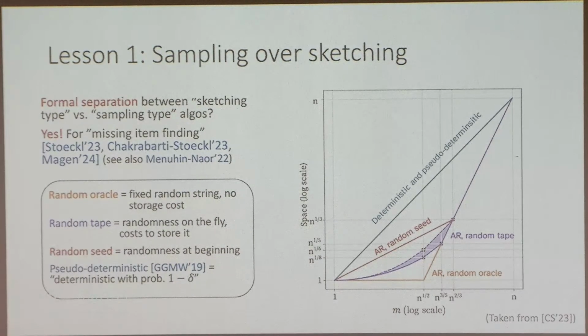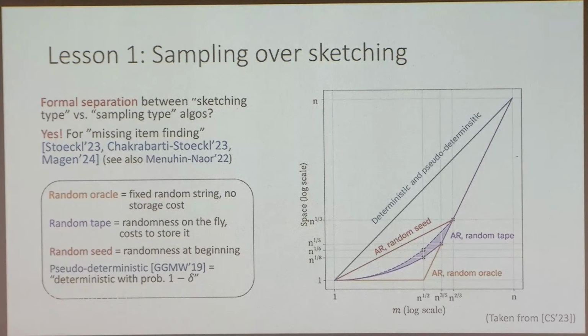But they also considered several other types of randomness. So random tape is basically we can generate fresh randomness with any new update in the stream, but we need to pay to store it. It doesn't just stay there forever.